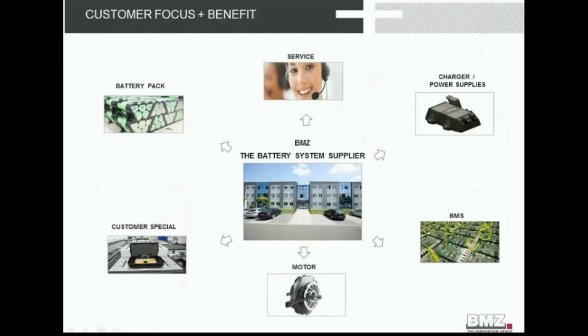We do not only build battery packs, we build chargers, motors, and battery management systems. We have Europe's biggest service center for lithium-ion. We produce all the technology we need inside our own walls. We build up the manufacturing sites and our own test equipment.